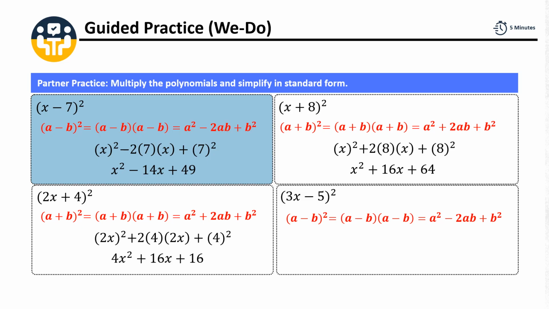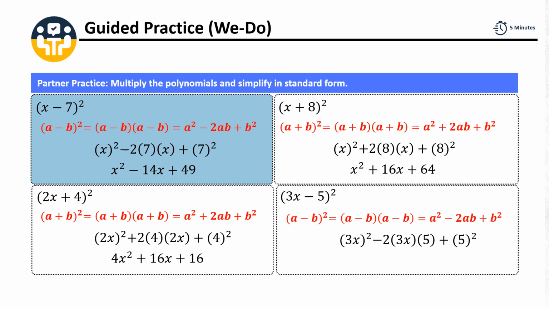And just like the last one we did, I need to identify the a and the b, where the a value is the entire first term of 3x. In which case, the b value is not negative 5, it is positive 5. Again, we never take the negative when we're using the formula. In which case, I would have 3x squared minus 2 times 3x times 5 plus 5 squared.